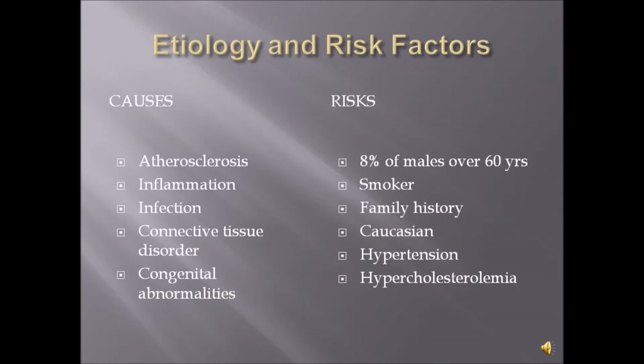The causes for AAA can be atherosclerosis, inflammation, infection, connective tissue disorder, or congenital abnormalities. Some risks to develop it: about 8% of males over 60 years are at risk. If they're a smoker, if they have a family history, they're Caucasian, have hypertension, or hypercholesterolemia.